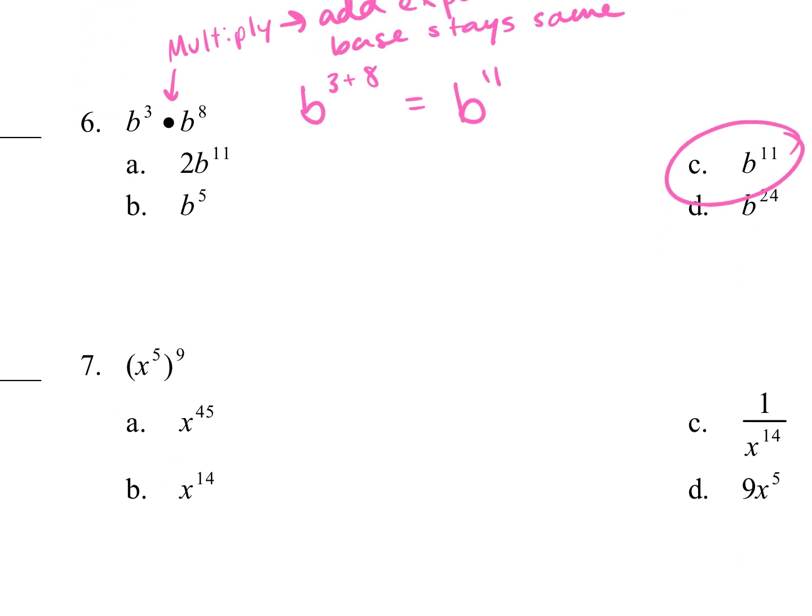What about when I have an exponent raised to an exponent? Power to a power. We multiply. So this would be x to what power? X to the 45th power. So that would be A.